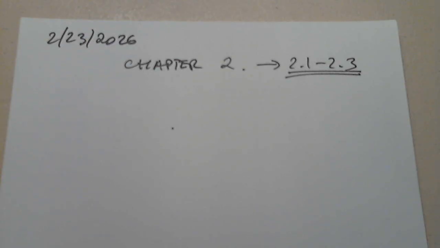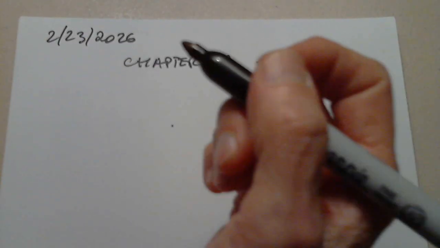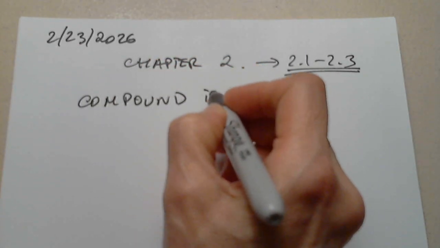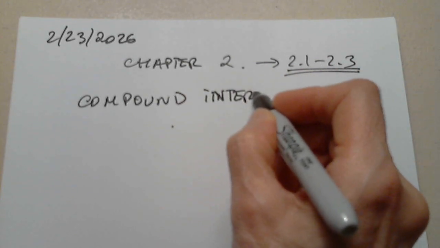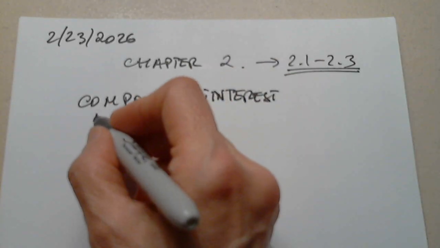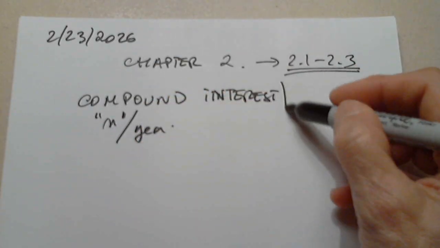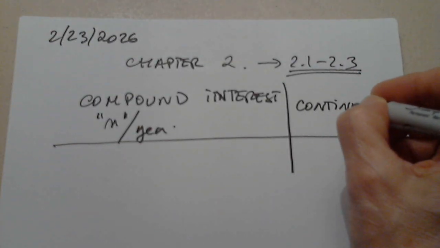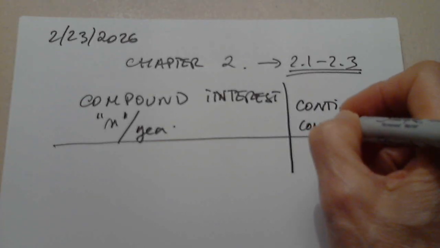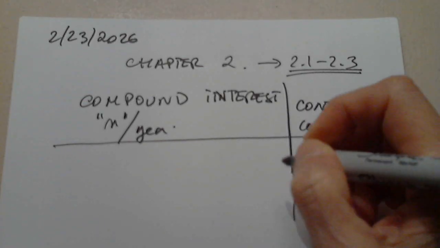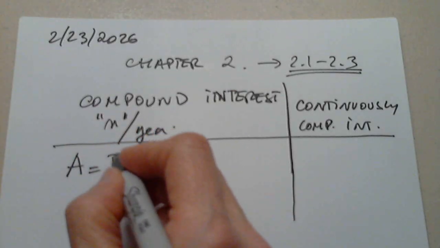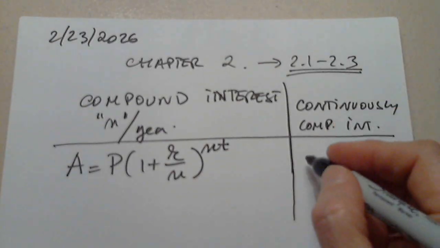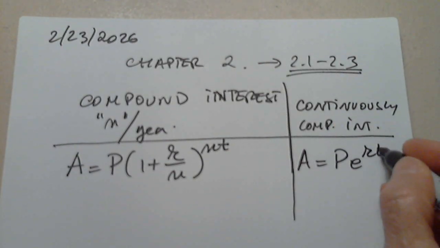Okay, so if you remember some time ago when we started, we talked about compound interest, n times per year. And the other one that we have not talked about is continuously compounded interest. The formula that we looked at a long time ago was this: 1 plus r over n to nt. This one that I mentioned, but we did not do anything with it, was this.